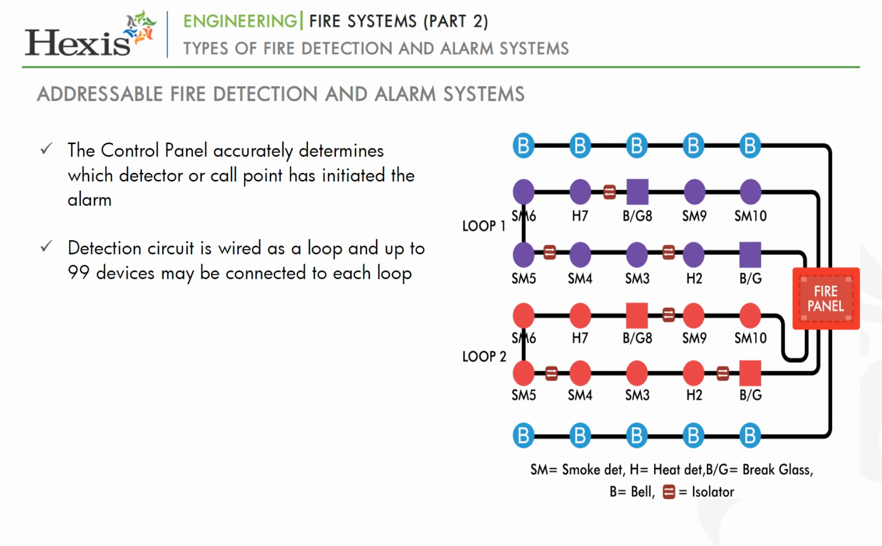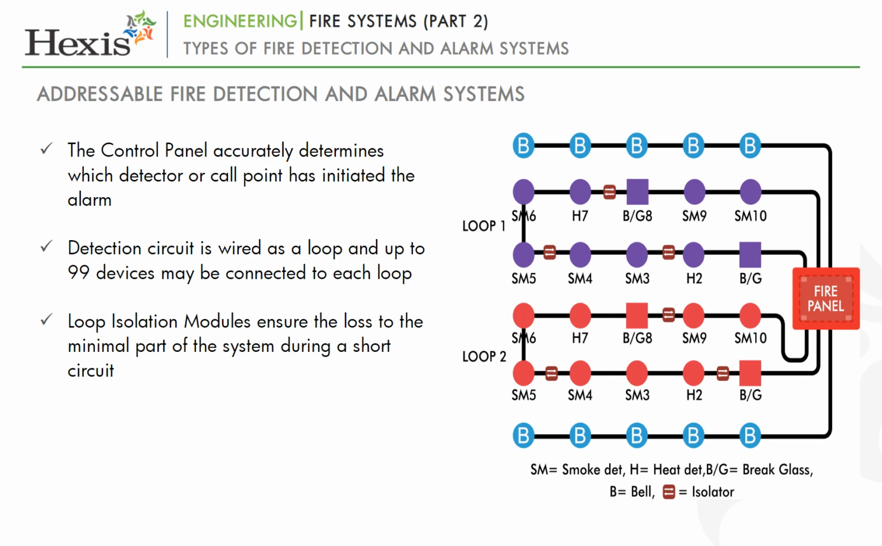The address in each detector is set by DIL, that is dual inline switches, and the control panel is programmed to display the information required when that particular detector is operated. Loop isolation modules are available for fitting onto the detection loop or loops such that the loop is sectioned to ensure that a short circuit or one fault will only cause the loss of a minimal part of the system.